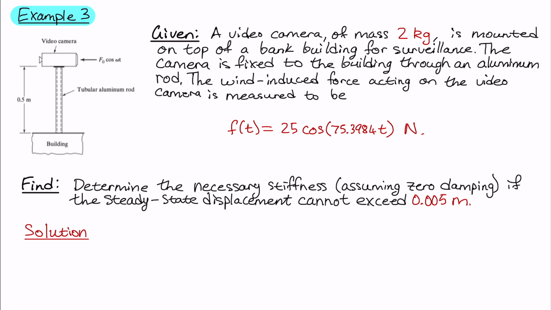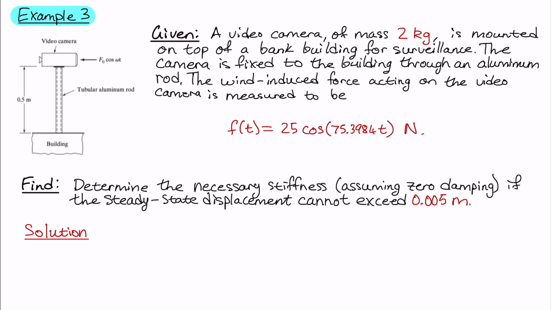All right, we're given that a video camera with a mass of 2 kilograms is mounted on top of a bank building for surveillance. The camera is fixed to the building through an aluminum rod, and there's a wind-induced force acting on the video camera, measured to be 25 times the cosine of 75.3984 t newtons. We were asked to determine the necessary stiffness, assuming zero damping, if the steady state displacement cannot exceed 0.005 meters, or 5 millimeters.